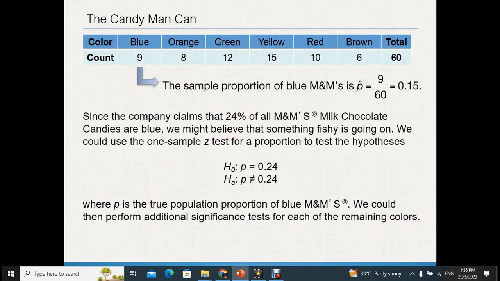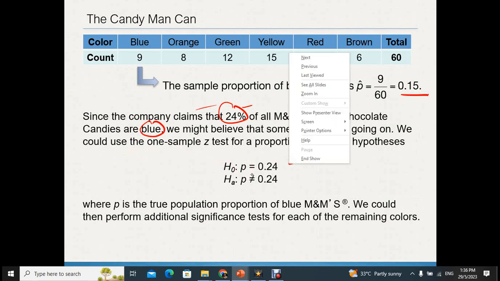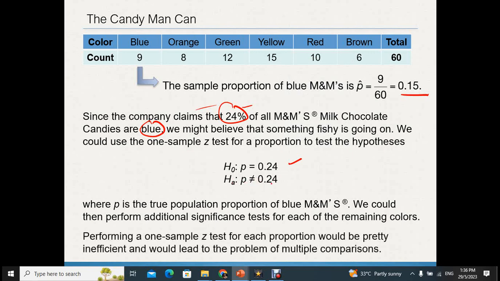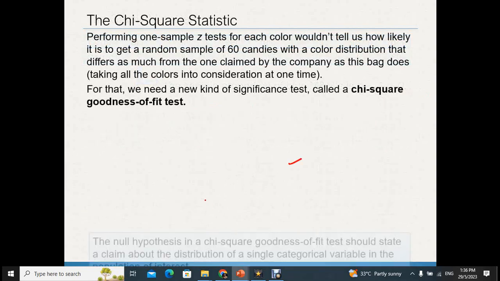Okay. So since the company claimed 24% are blue, we might believe that something fishy is going on. Okay, this is the data; they claimed 24, actually your calculation is only 0.15. So we could use the one-sample Z test with the hypotheses H naught: P equals 0.24, H1: P is not 0.24, where P is the true population proportion of blue. We could then perform a significance test for each of the remaining colors. How to do this?